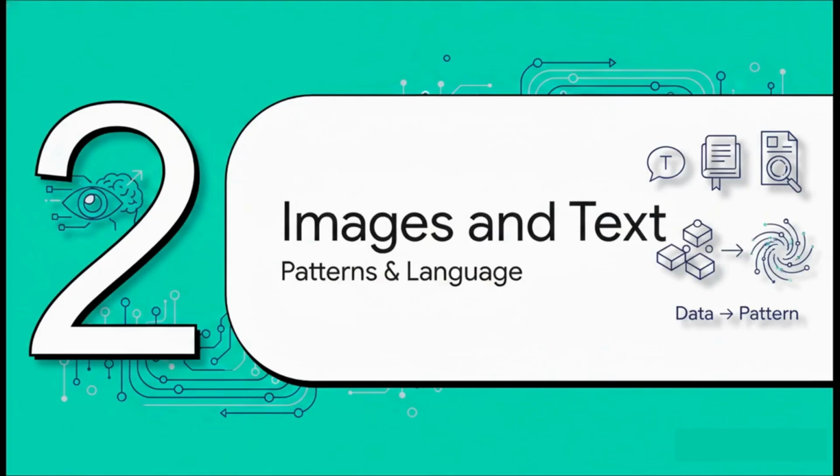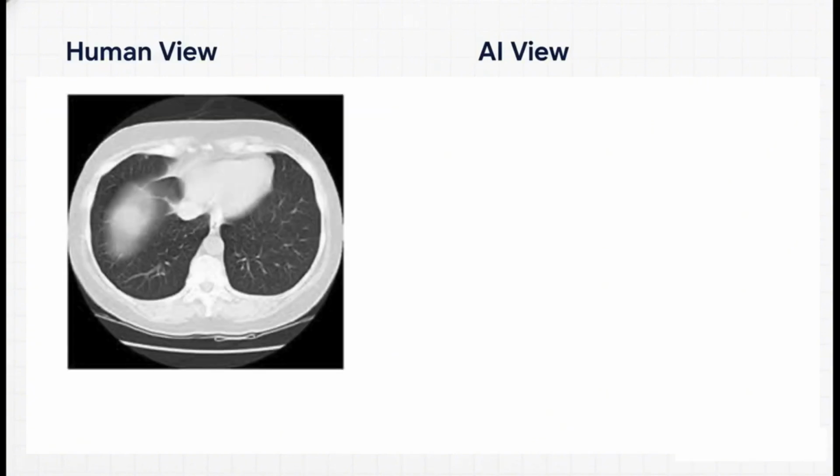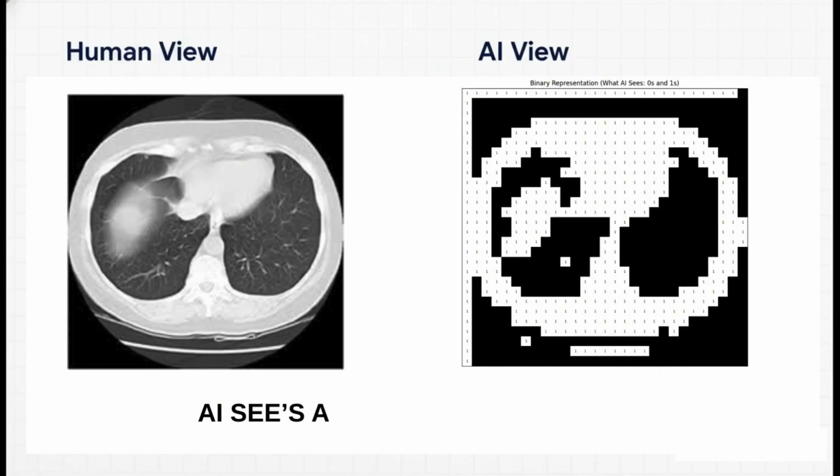This is all about how an AI learns to see and how it learns to read. Now, this is maybe the single most important thing to understand about medical imaging AI. When an AI looks at a CT scan, it doesn't see a tumor. It doesn't see a lung. It doesn't see a heart. It sees none of the things that you and I see.